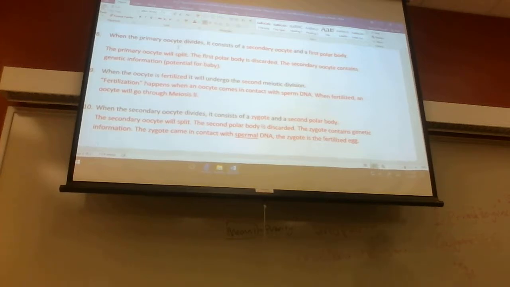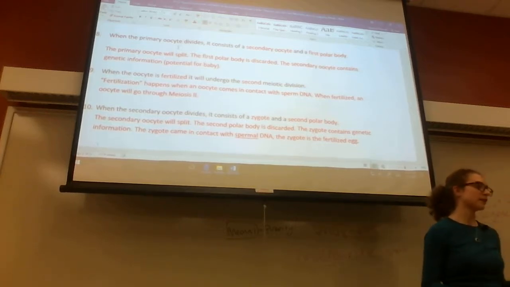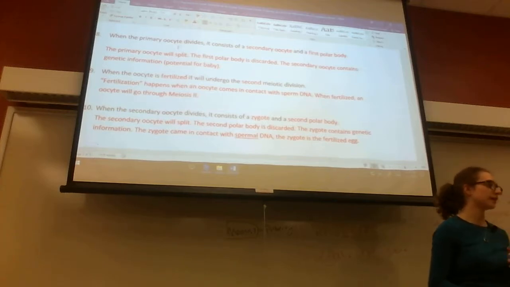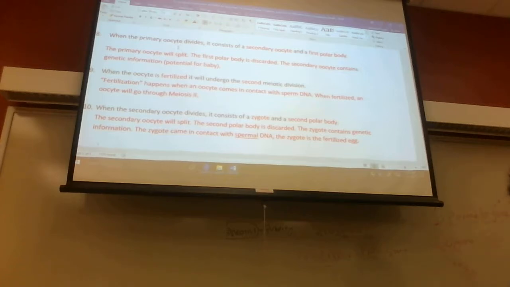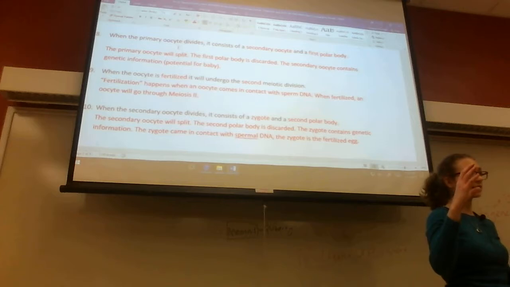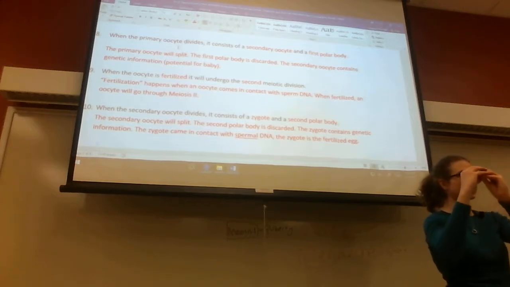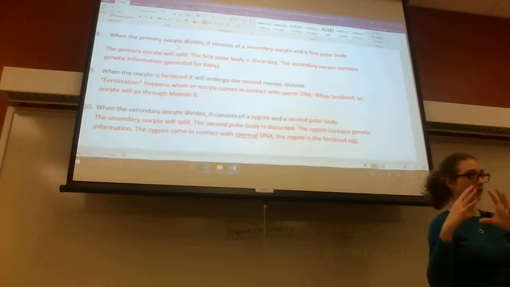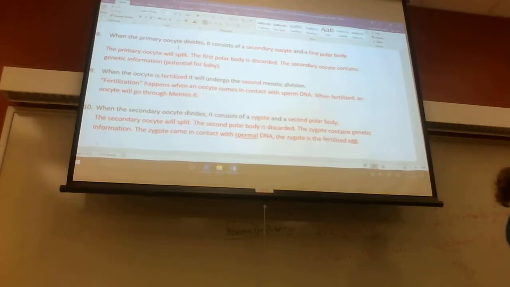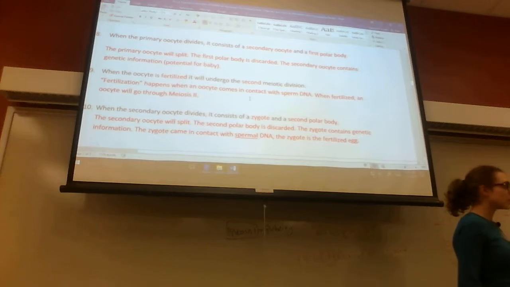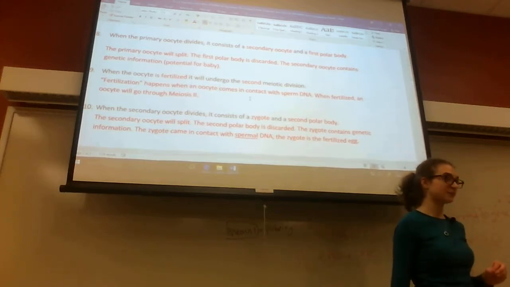So the primary oocyte will split. The first polar body is discarded. The secondary oocyte contains genetic information, potential for a baby. Okay. When the oocyte is fertilized, it will undergo the second meiotic division. So fertilization is when the egg and sperm come in contact. They complete meiosis 2, have a zygote. Fertilization happens when an oocyte's DNA comes in contact with sperm DNA. When fertilized, an oocyte will go through meiosis 2.